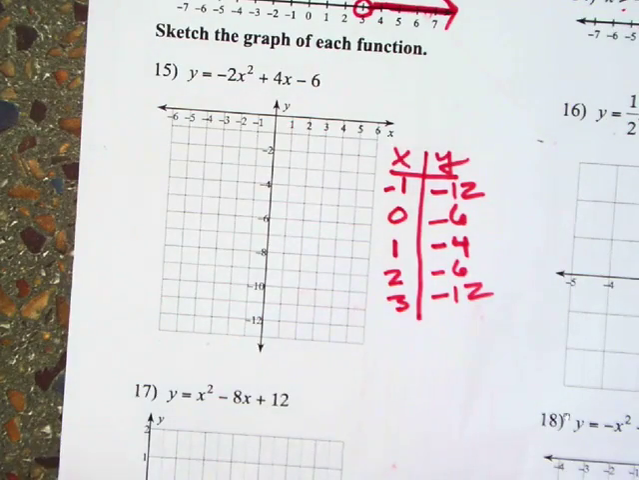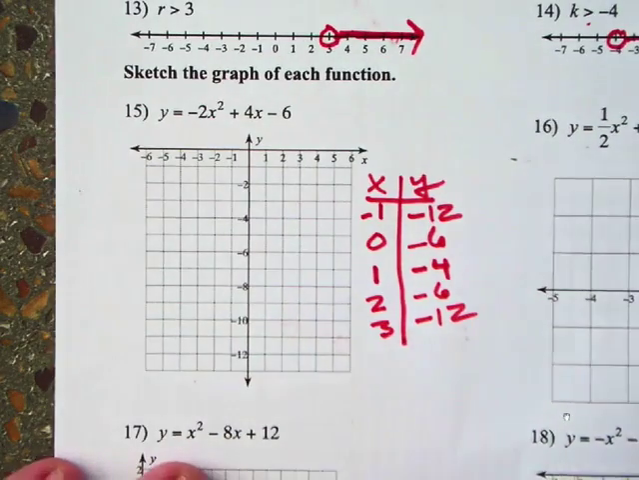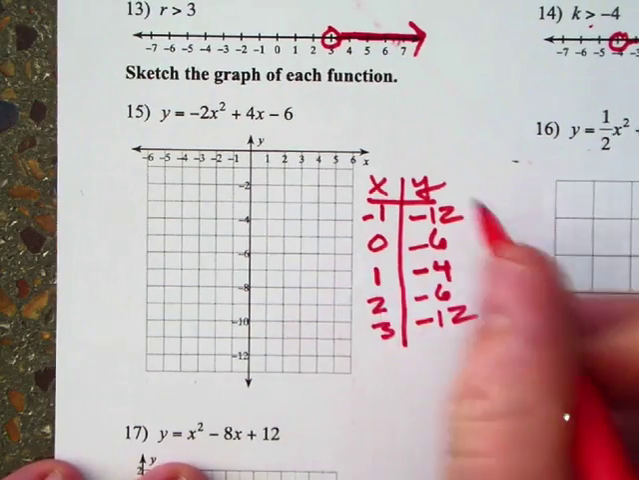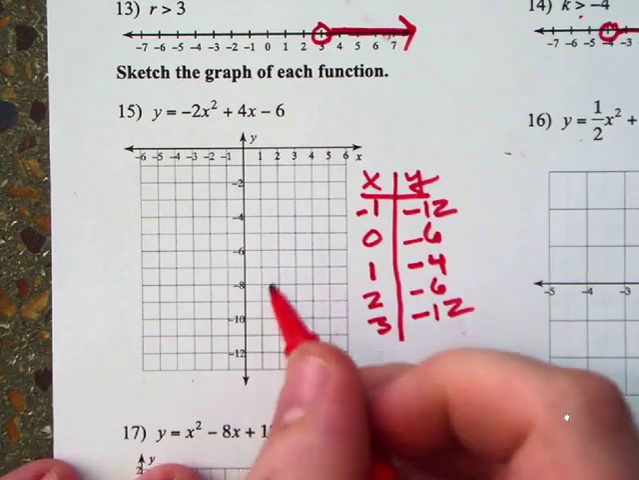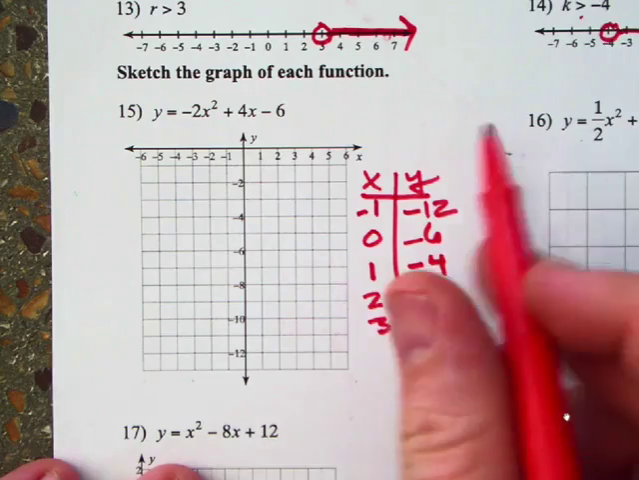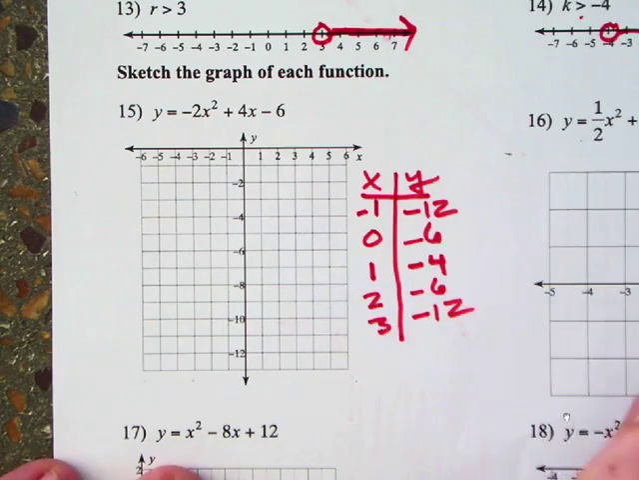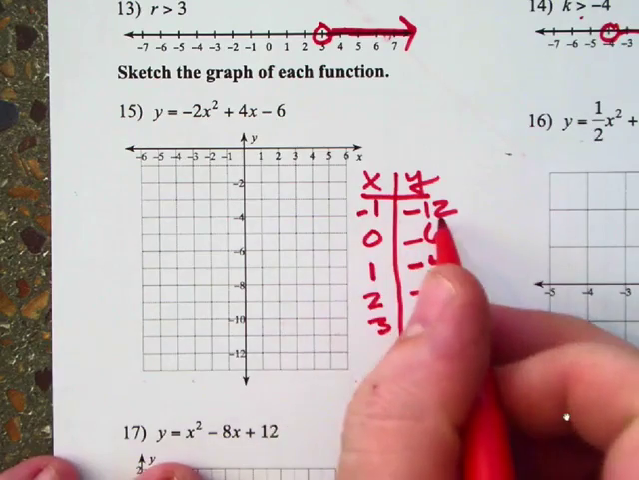Now with that written down, I can look at it and say, all right, this, by the way, is showing your work for this type of problem. Just writing the table is showing your work. So when you're asked to show your work, do this. When x is negative 1, y is 12.